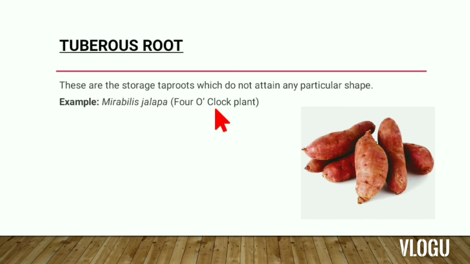The next is the tuberous root system. In the tuberous root system, there is no shape as such. For example, if you see this particular vegetable or the root, you can see it is irregular in nature. It means somewhere it is bulged and somewhere it is narrower. Such a kind of root modification is named as tuberous root modification. Example, Mirabilis jalapa, Ipomoea plant, and sweet potato.